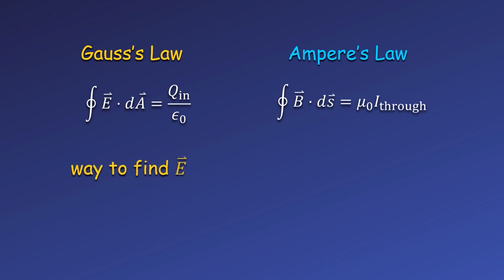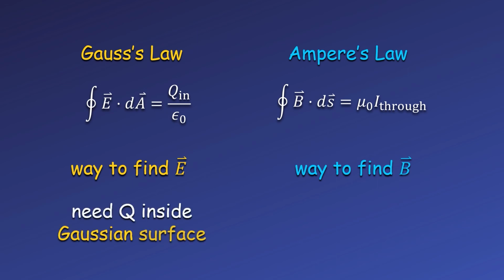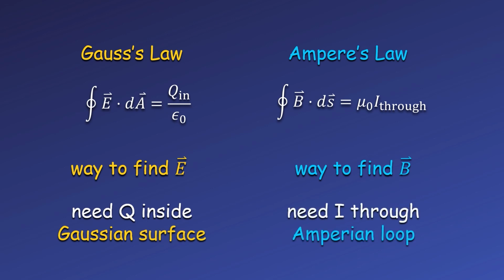Gauss's law is used to find the electric field, and Ampere's law is used to find the magnetic field. In Gauss's law, we needed to find the charge inside some closed imaginary Gaussian surface. And in Ampere's law, we need to find the current passing through some closed Amperian loop.